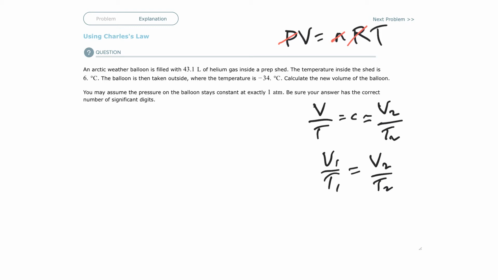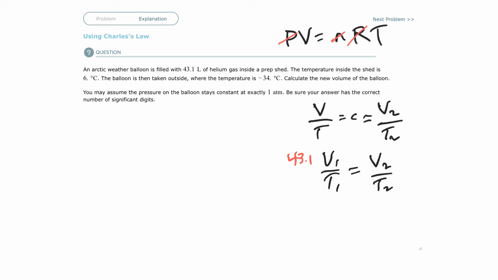So they're going to give you three things and ask for one. All right, so what are they asking for? It says an Arctic weather balloon is filled with 43.1 liters of gas inside the prep shed. The temperature inside the shed is 6 degrees.